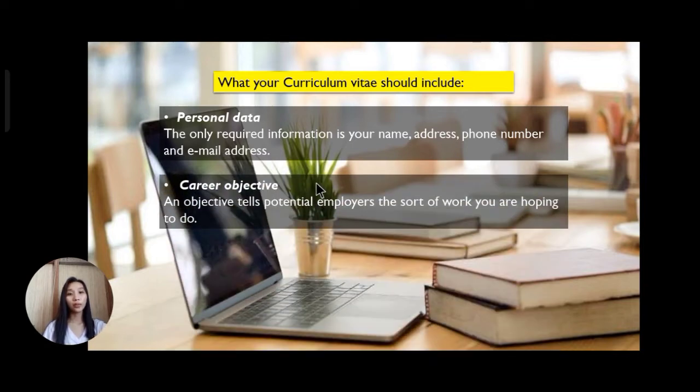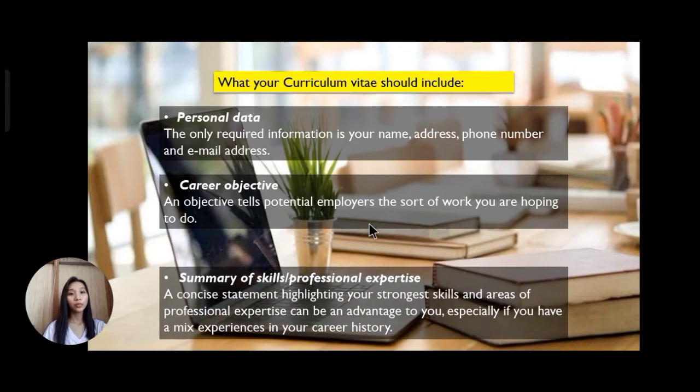Second is your career objectives. An objective tells potential employers the sort of work you are hoping to do. Now, when writing your career objectives, you must think carefully about what your goals or objectives are, because employers usually tend to seek candidates that are driven enough to understand what they want.